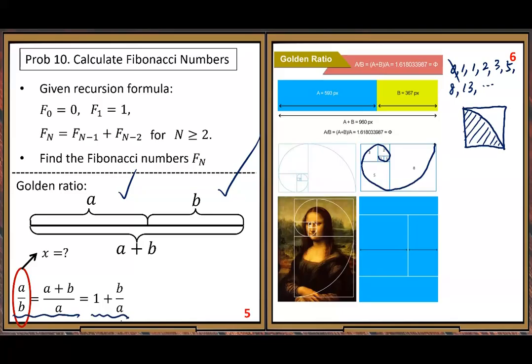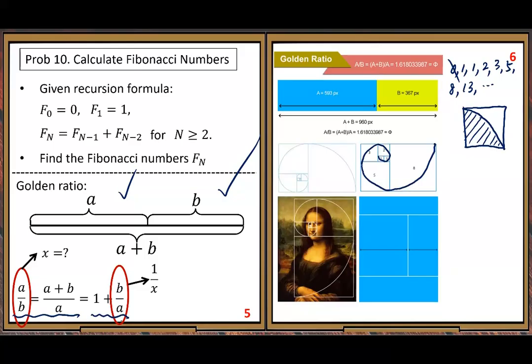How to represent B over A? Here there is an easy way to represent the B over A ratio. That is the reciprocal of x. 1 over x. Can you see it? In class, one student asked me, how do you see it? All right. Here, let me explain how to see this.